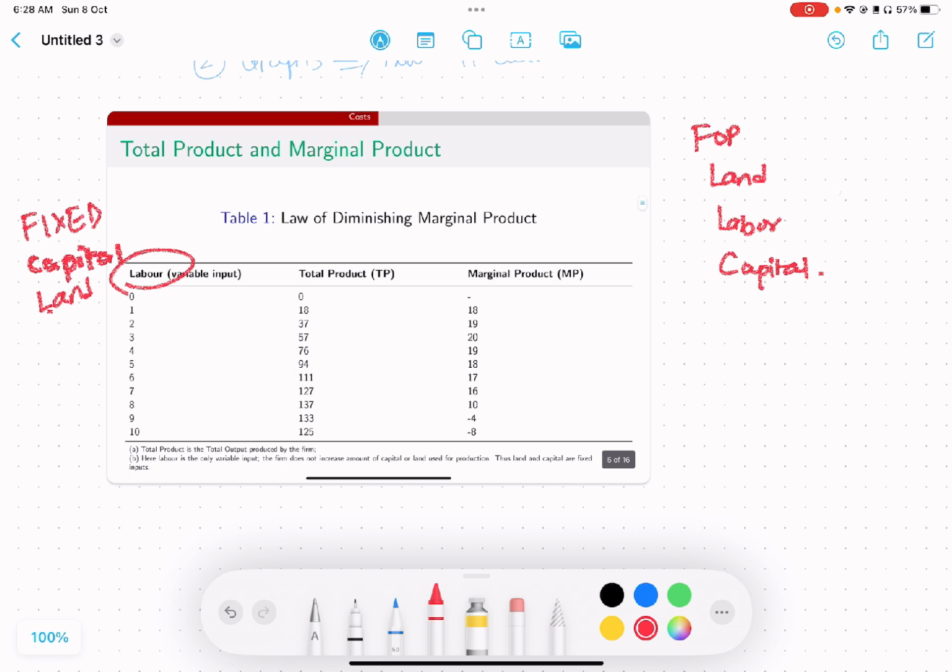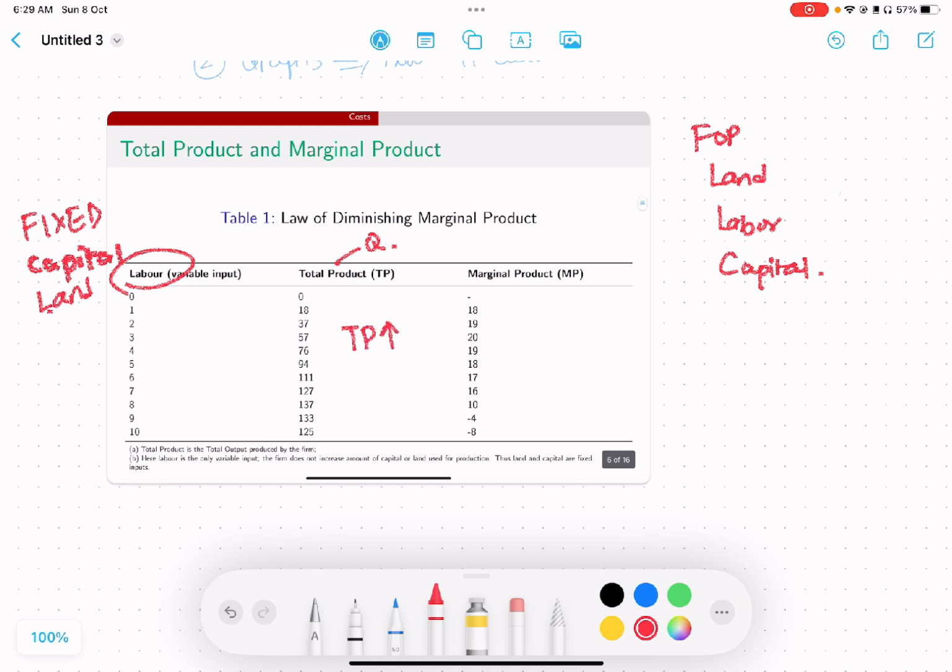And you can see in this table, what we're showing is we're hiring more and more and more labor up to 10 units. And then what the total product essentially shows is this is just the quantity, total quantity that is being produced. And we see that that amount is actually increasing all the way through. So total product is increasing.